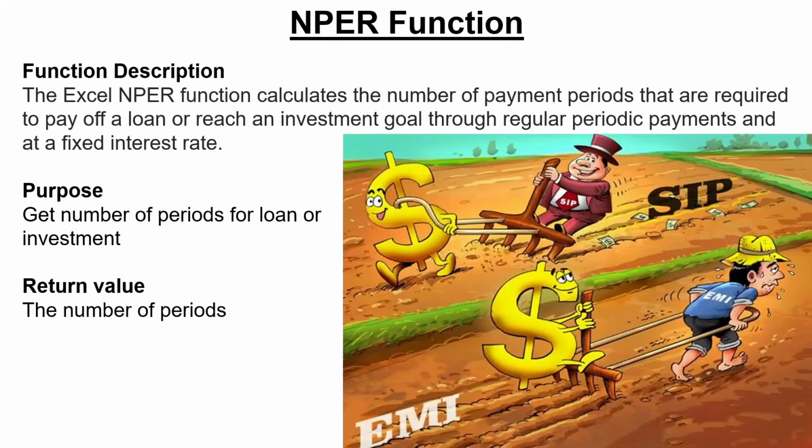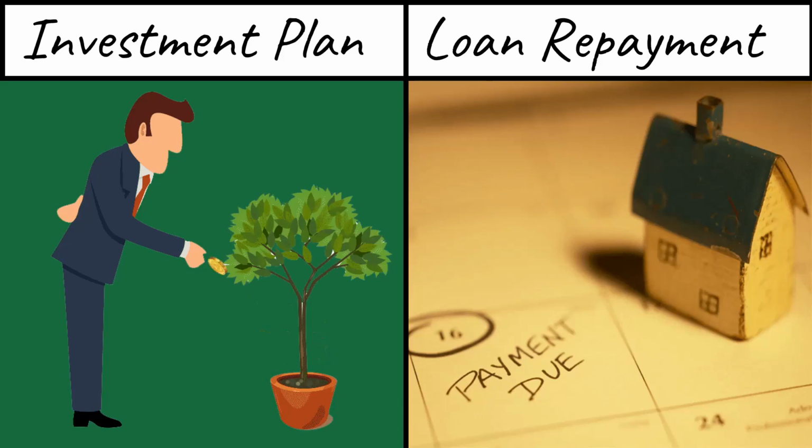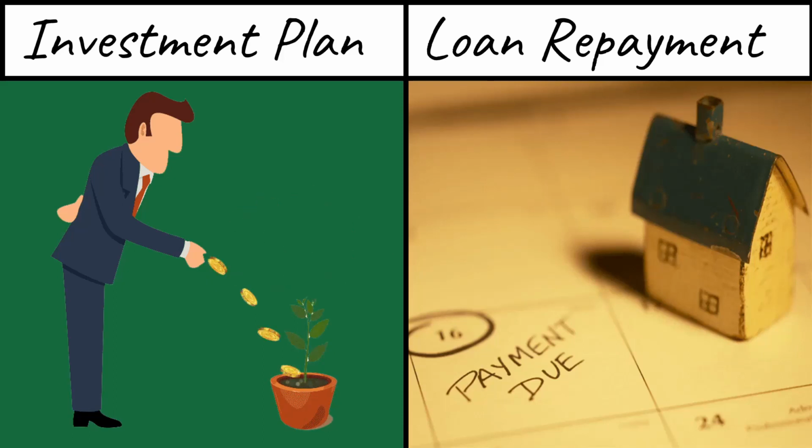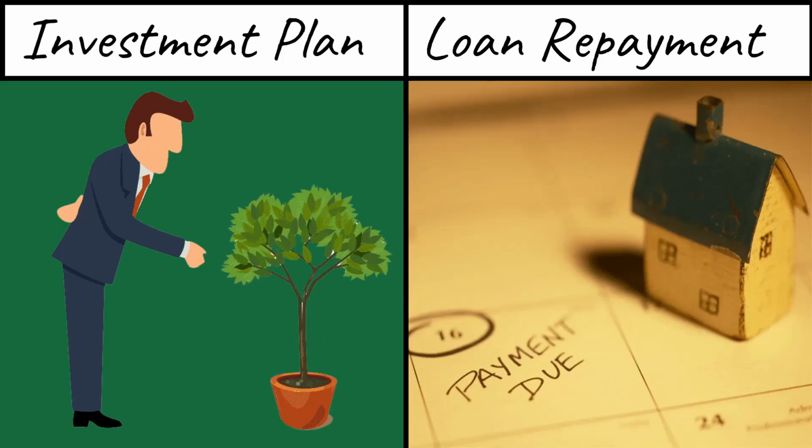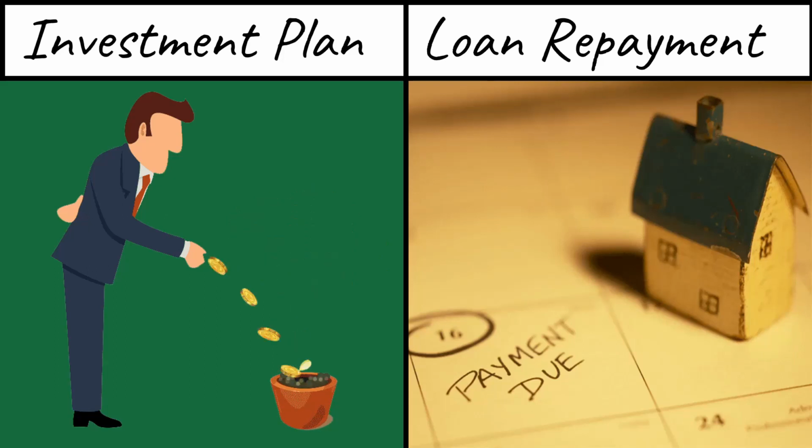Moving on to the next function, which is the NPER or number of periods function. This function calculates the number of payment periods that are required to pay off a loan or reach an investment goal through regular periodic payments and at a fixed interest rate. By using this function, you can calculate the number of periods required to reach a target investment amount, and it can also be used to get the number of repayment periods for a loan that we wish to take.